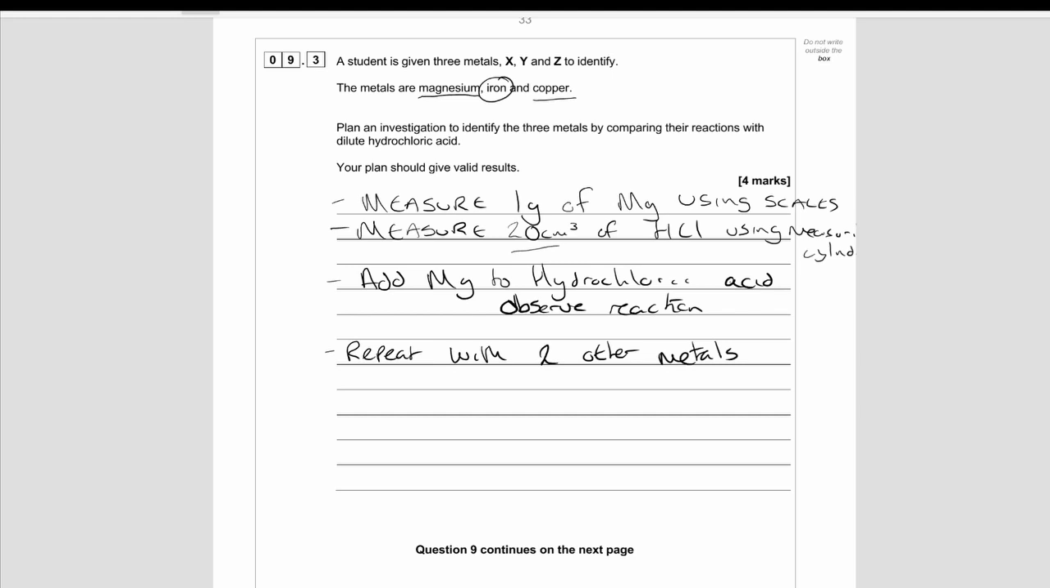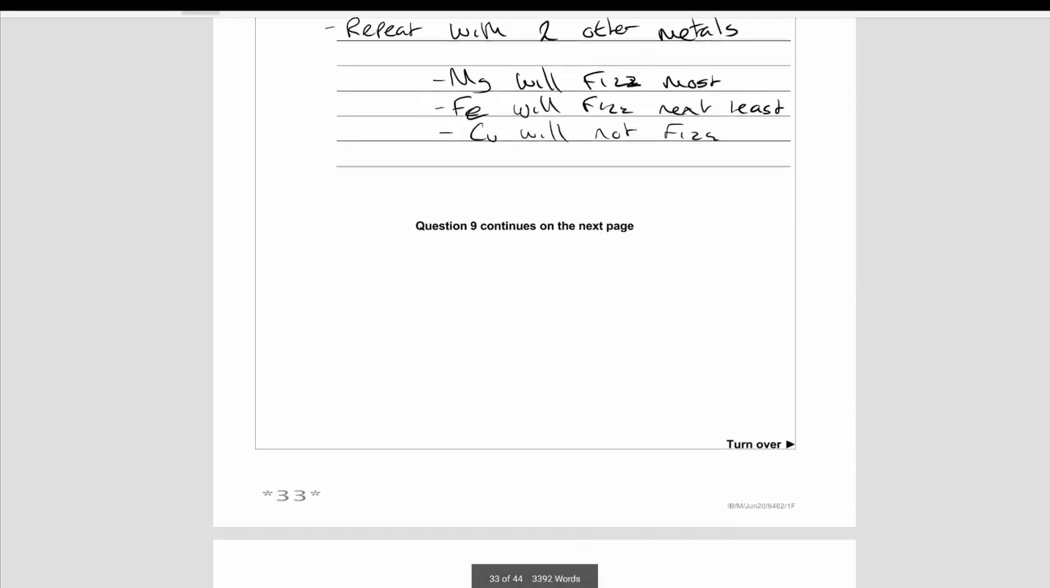If we talk about the results for these ones, we mentioned the idea that magnesium will fizz the most. The iron will fizz the next most. And finally, the copper will not fizz at all. And that's all you had to say for your 4 marks in that question.